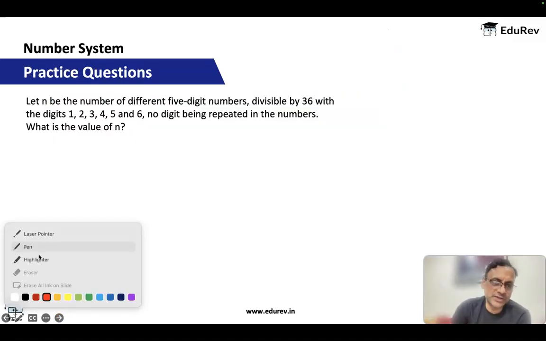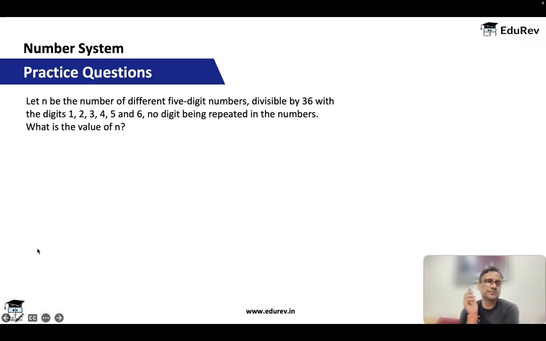Now let's look at some questions. The first question here says, let n be the number of different 5-digit numbers divisible by 36 with the digits 1, 2, 3, 4, 5 and 6, no digit being repeated in the numbers. What is the value of n? So I am checking the divisibility by 36. 36 is equal to 4 into 9. So I'll apply the rule of divisibility of 4 and I'll apply the rule for 9.